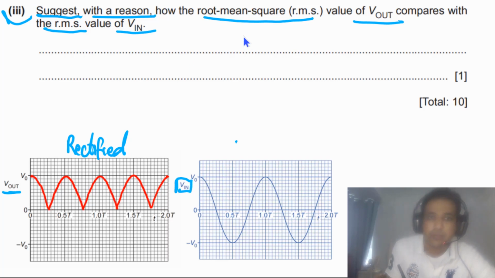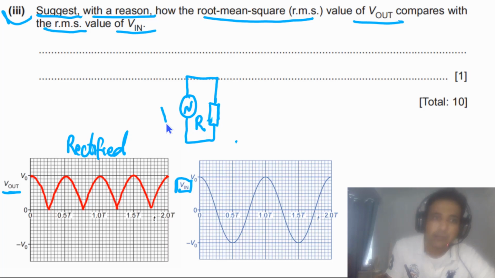Now let's try to understand what is meaning of root mean square. Root mean square simply means that, imagine that we have a power supply, alternating power supply, and we connect this one across a resistor. And the resistance of this resistor, let's say, is capital R, and the peak value of this one is V naught.